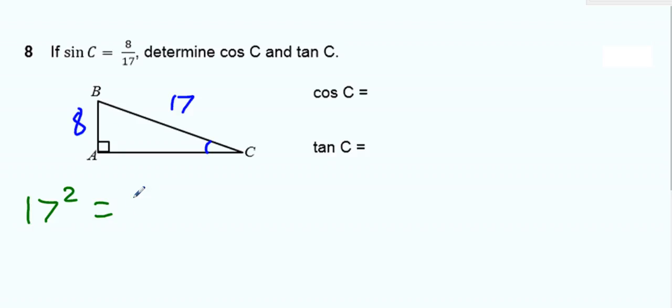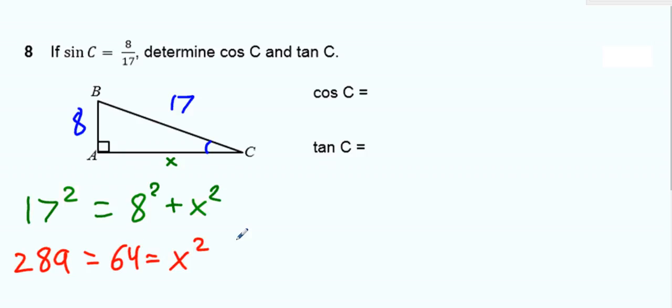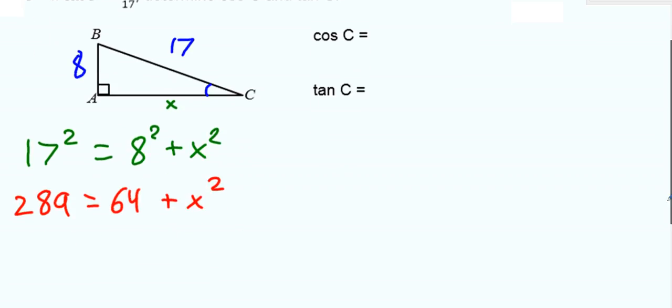17 squared equals 8 squared plus x squared. 17 squared is 289, 64. So you subtract the 64 and you get 225 equals x squared. So x equals 15, which you could have saved all that time if you recognized it was an 8, 15, 17 Pythagorean triple.